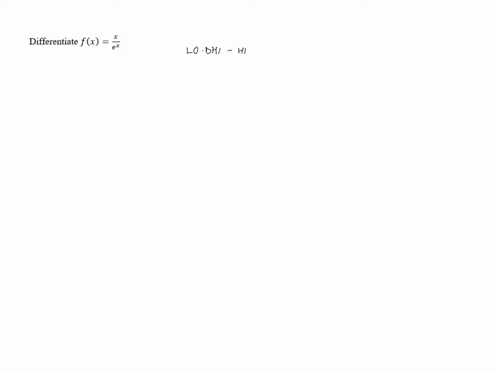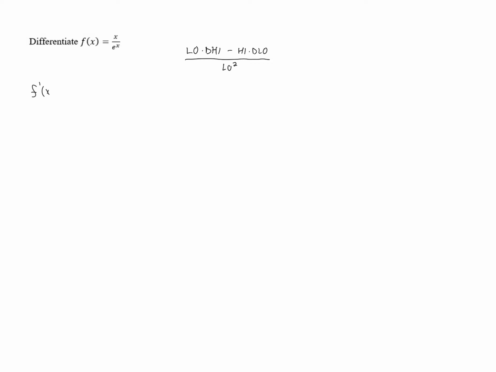minus high d low over low squared. So that's the denominator times the derivative of the numerator minus the numerator times the derivative of the denominator over the denominator squared. Let's implement that here.